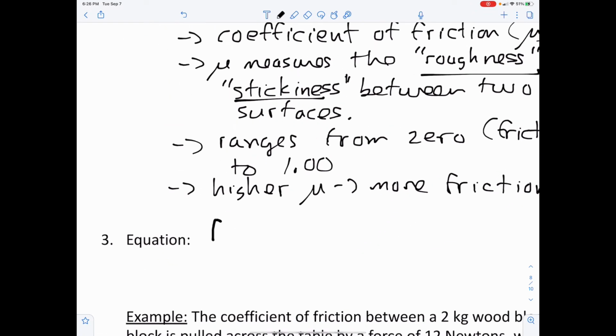It's the force of the surface applied up on the object, or the normal force. So friction depends on mu, which is the number that quantifies the adhesiveness between two surfaces, and the normal force. So we put that together into an equation. Friction equals mu times normal force.